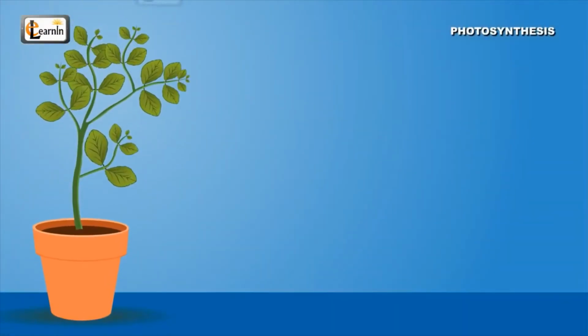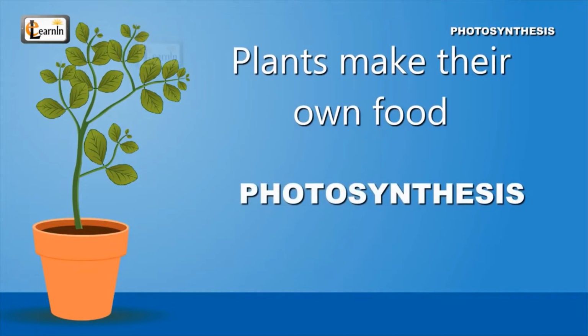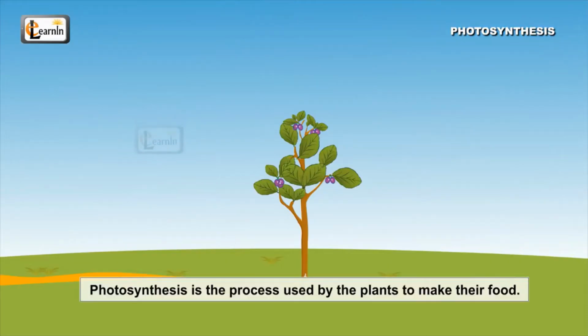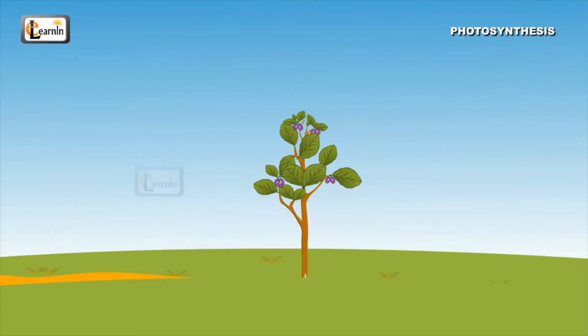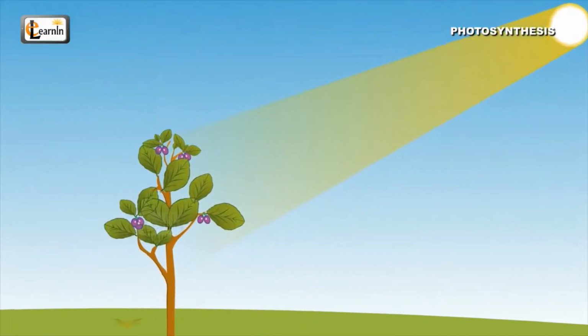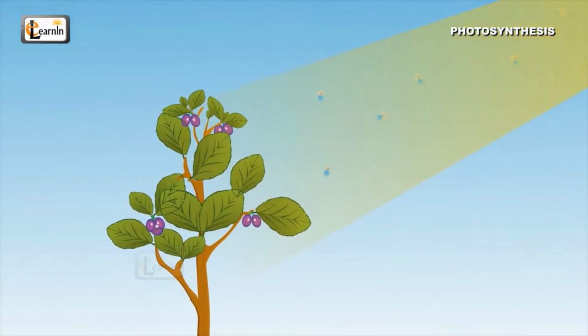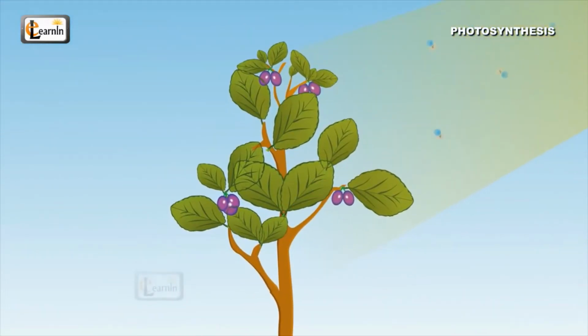Hello kids, do you know how plants make their own food? No? Well, this video elaborates the process of photosynthesis, by which plants make their own food. Photosynthesis is the process used by plants to make their own food, or in more complex terms, it is the conversion of light energy into chemical energy by plants. This chemical energy is used by the plants for growth and nourishment.